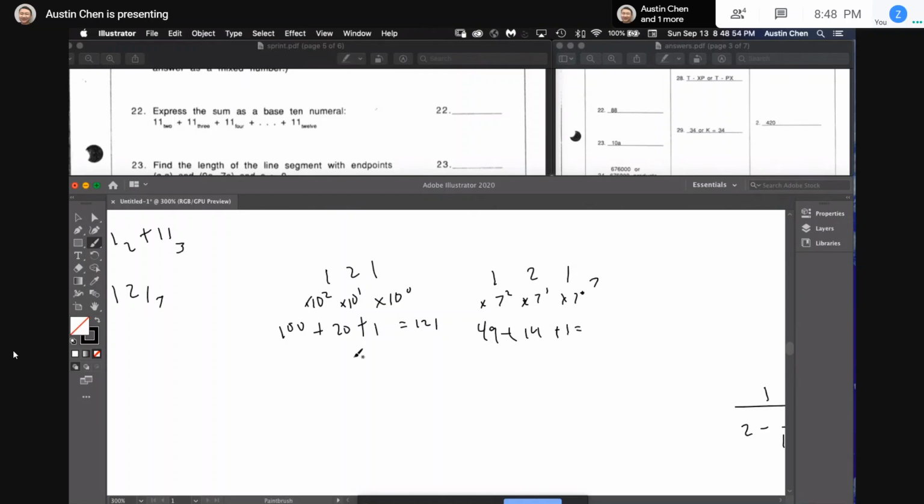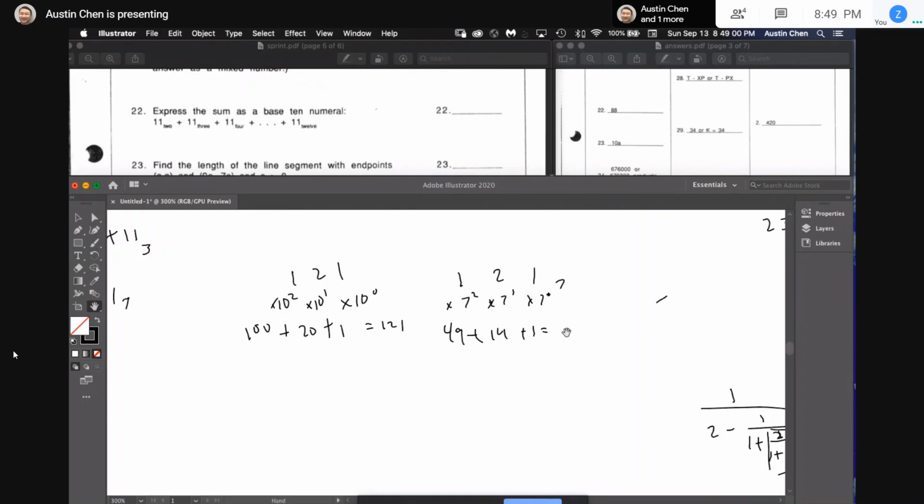So basically you're converting it to base 10 if you do this. Then this is just going to equal 64.